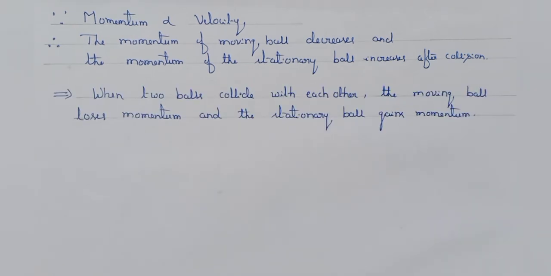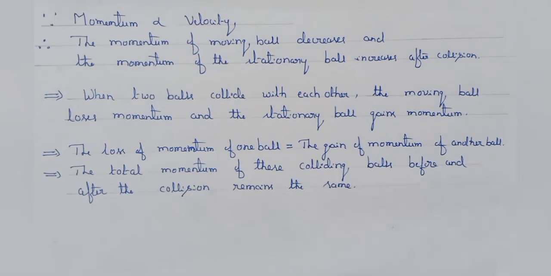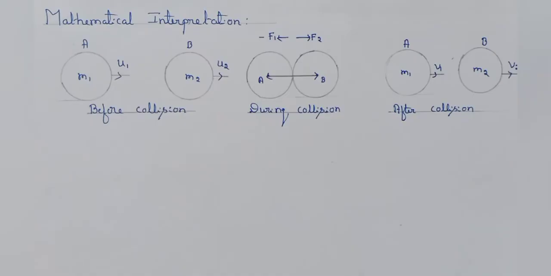It means the loss of momentum of one ball is equal to the gain of momentum of another ball. It means the total momentum of these colliding balls before and after the collision remains the same. This is called the law of conservation of momentum. Next, let us know about the mathematical interpretation of the law of conservation of momentum.